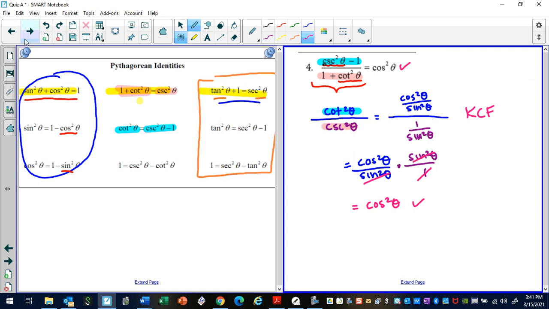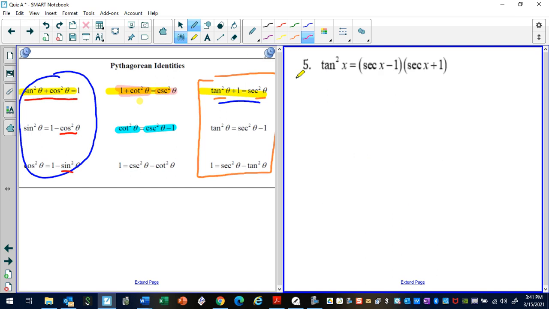All right, for number 5, our last one. Again, you can't move things to other sides. You have to show your steps. You have to show your work. Some of you got a little messy with your work here. I was a little bit generous to some of you. I would definitely attack this right side.